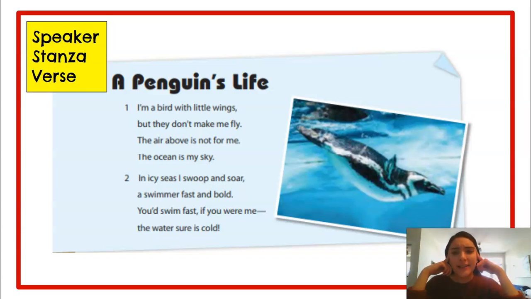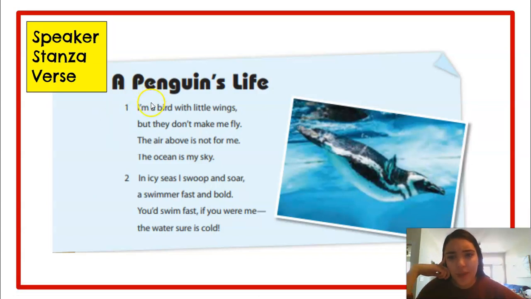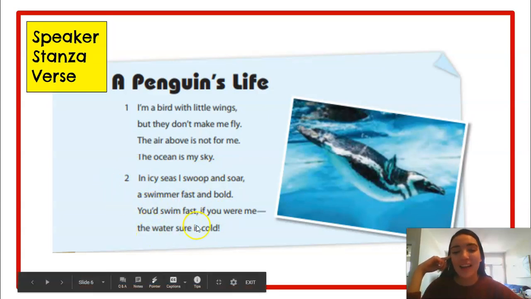I think the big idea might be, let me read my poem one more time to make sure that I remember what's going on. I'm a bird with little wings, but they don't make me fly. The air above is not for me, the ocean is my sky. In icy seas I swoop and soar, a swimmer fast and bold. You'd swim fast if you were me, the water sure is cold.